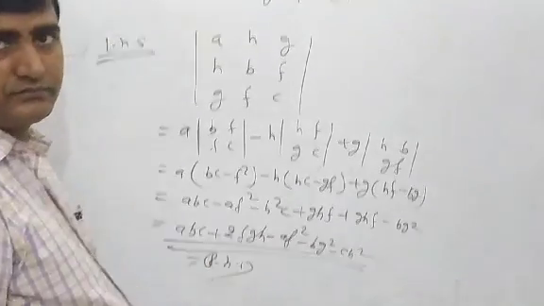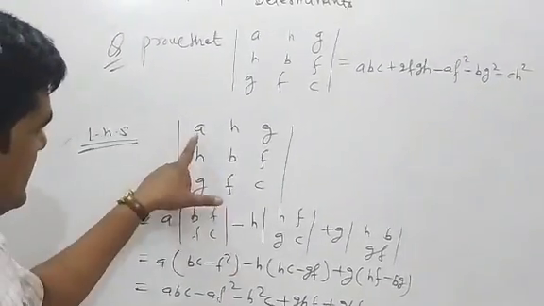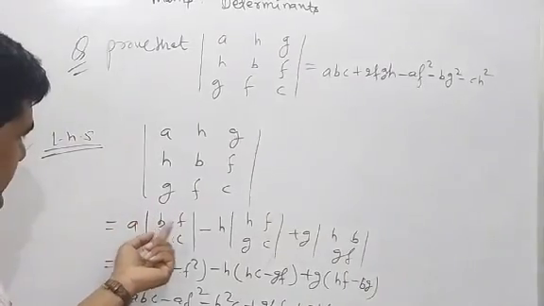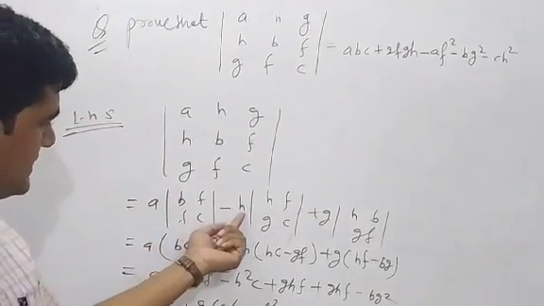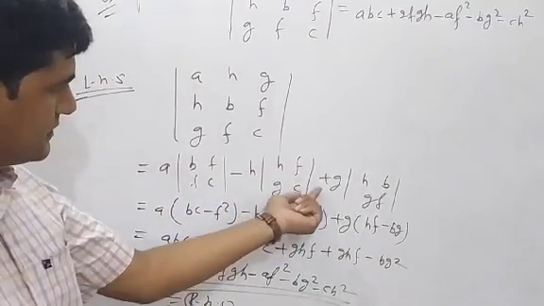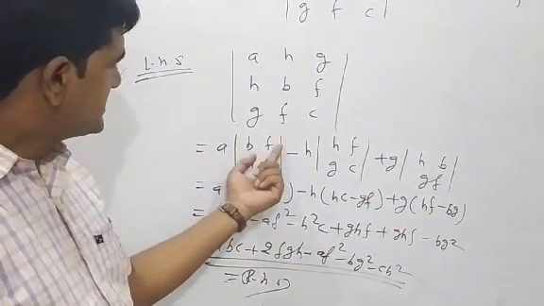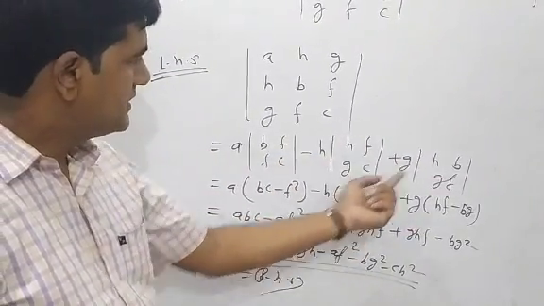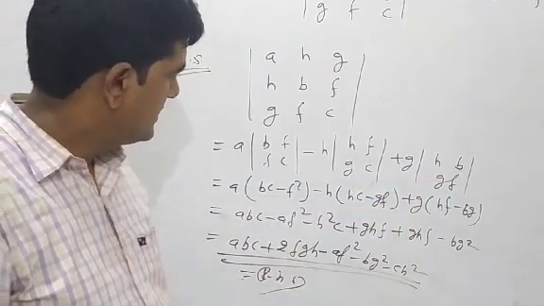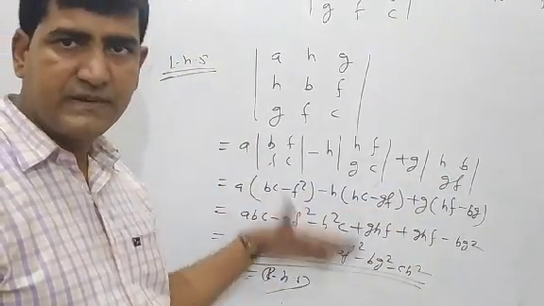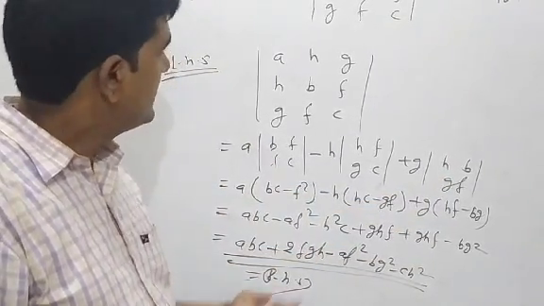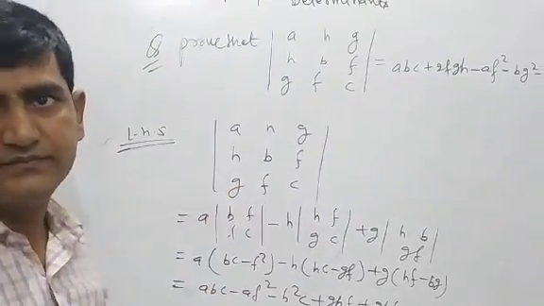Hence proved. Once more, here take A, BF, FC minus H, HF, GC plus G, HB, GF. BC minus F square, HC minus GF, and here HF minus GB. Now we can open, we can expand, whatever value will come. Now this is, you can see, the right hand side.